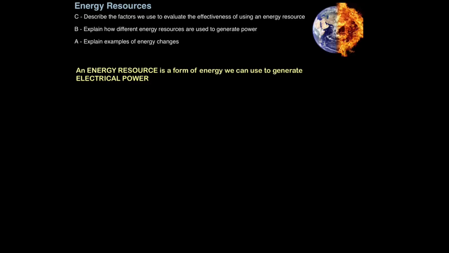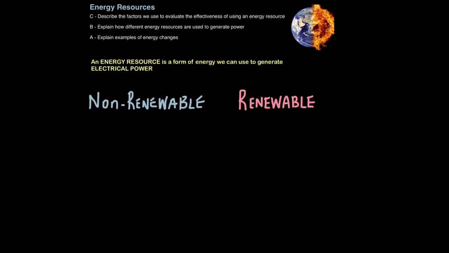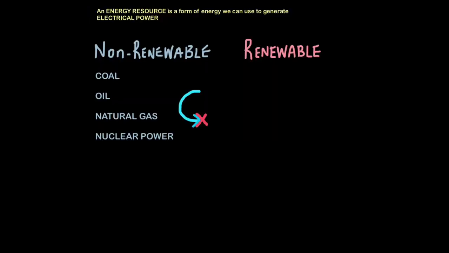So, what is an energy resource? An energy resource is a form of energy we can use to generate electrical power. These can be broadly split into two groups, non-renewable and renewable energy resources. The non-renewable energy resources you need to know are coal, oil, natural gas. These are all fossil fuels because they are in fact the fossilized remains of once living things. Coal being from trees and oil and natural gas being from plankton and other forms of aquatic sea life. Nuclear power, for which we extract the metal uranium as a fuel source, is also regarded as non-renewable.